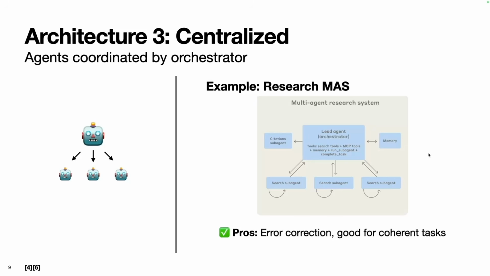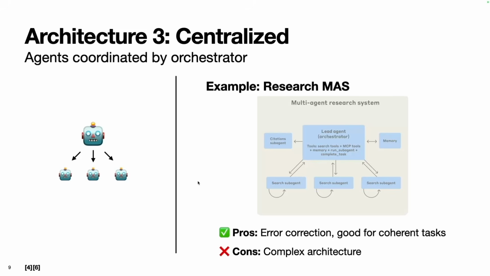The key pros of the centralized architecture, this turns out to be very effective for error correction. So again, referencing that paper from Google, they found that this centralized architecture actually had the lowest error amplification of all these multi-agent architectures. And the reason is, if one of the sub-agents made a mistake, instead of that mistake being immediately propagated out to all the other agents, it would only make it back to the lead agent, which could double check the work and verify that it's correct.